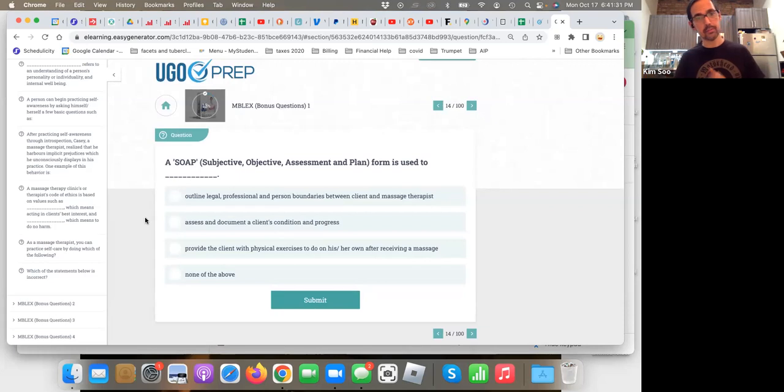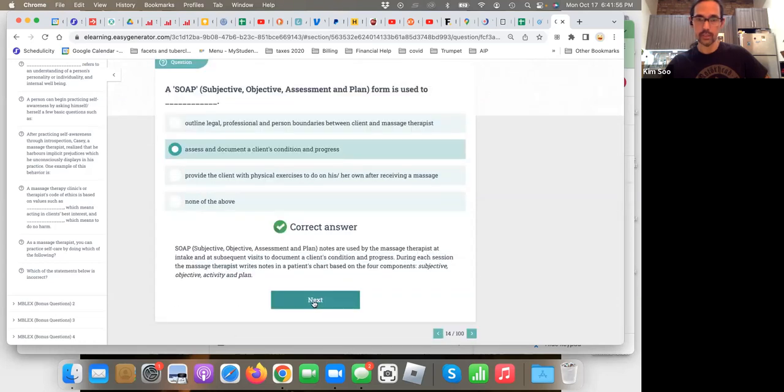Speaking of SOAP, the subjective, objective, assessment and plan form is used to outline legal, professional, and personal boundaries between client and massage therapist, assess and document a client's condition and progress, provide the client with physical exercises to do on his or her own after receiving massage, or none of the above. I'm going to say assess and document a client's condition. And that's the correct answer.